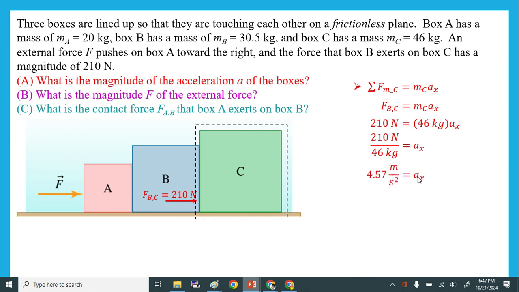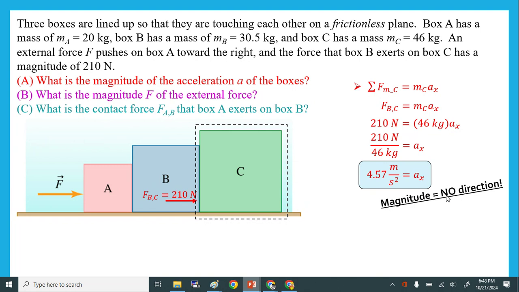And if you simplify that on your calculator, you should get about 4.56 meters per second squared. So here, that is my answer. And I'm reading part A again. It says the word magnitude. So therefore, the answer would simply be 4.57 meters per second squared, as the word magnitude would imply that you don't need to provide any sort of direction.